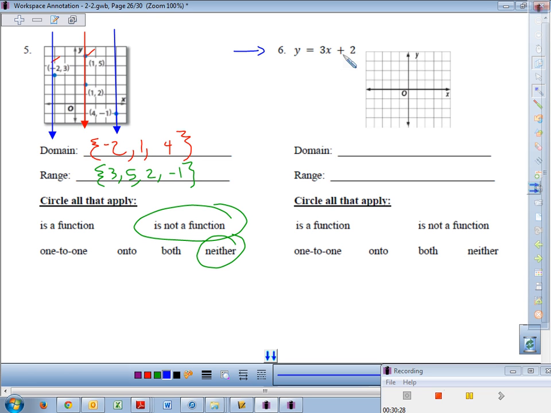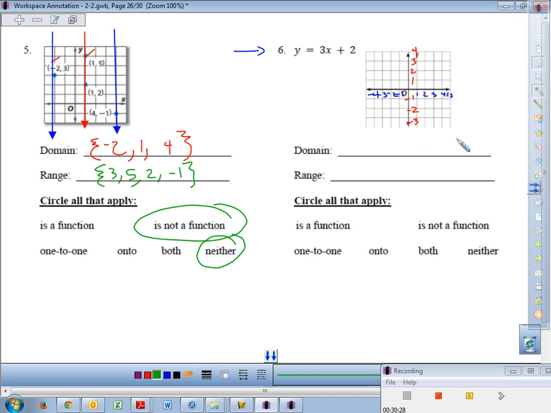What do we need on our graph before we do that? We need a scale. You can't just assume that everything is going by one. So 1, 2, 3, 4, 5, and the negatives. Then we will graph that.